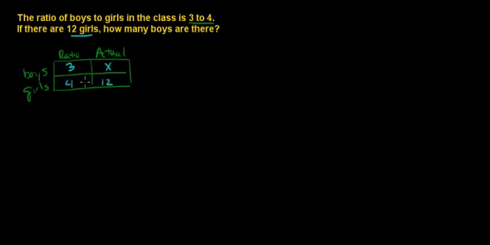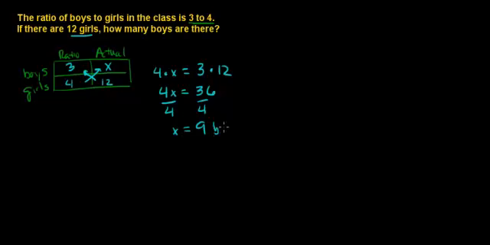I can also cross multiply and set up an equation. So I can take 4 times x equals 3 times 12. 4 times x gives me 4x. 3 times 12 is 36. Divide both sides by 4 then. And I know the number of boys I'm looking for is 9 here as well.